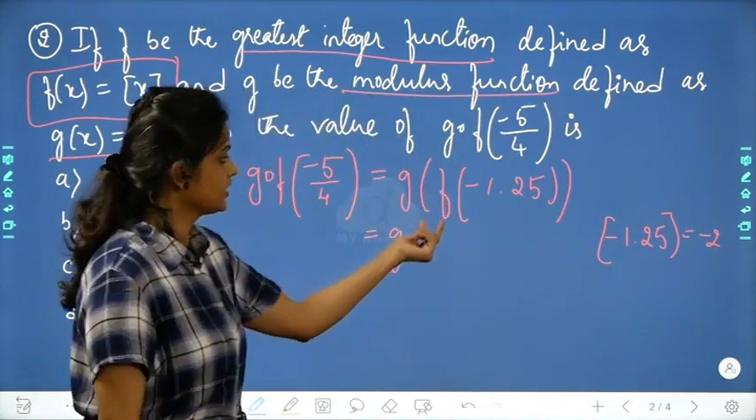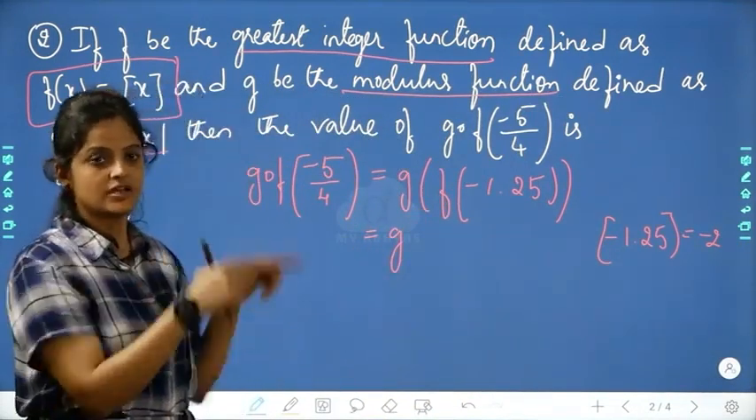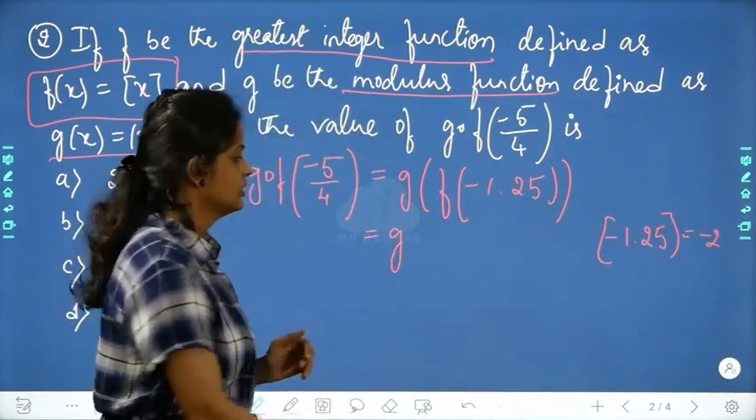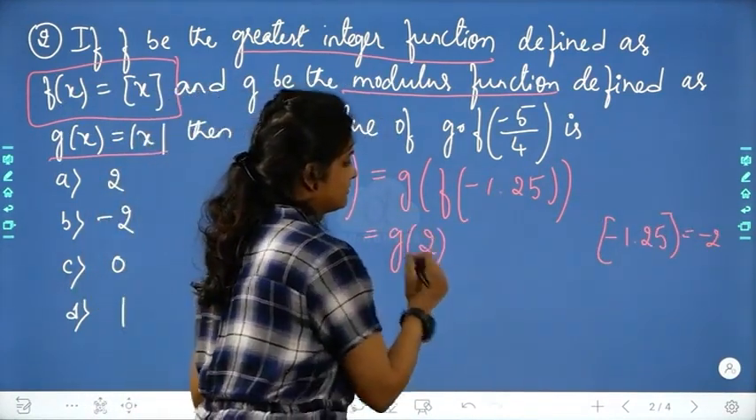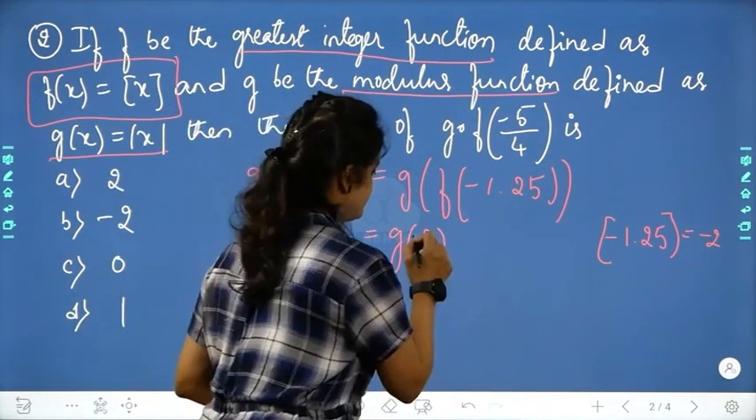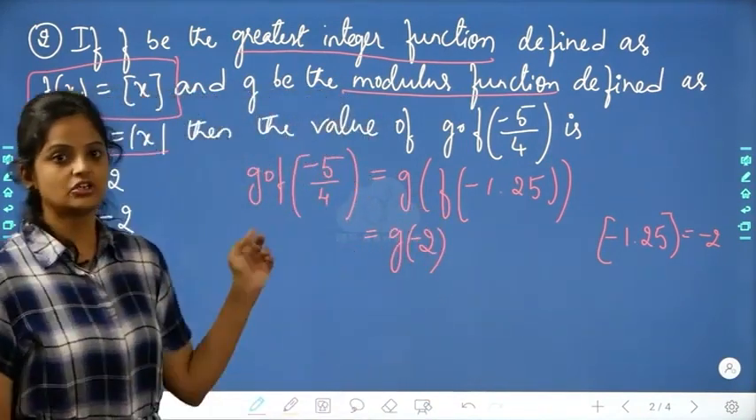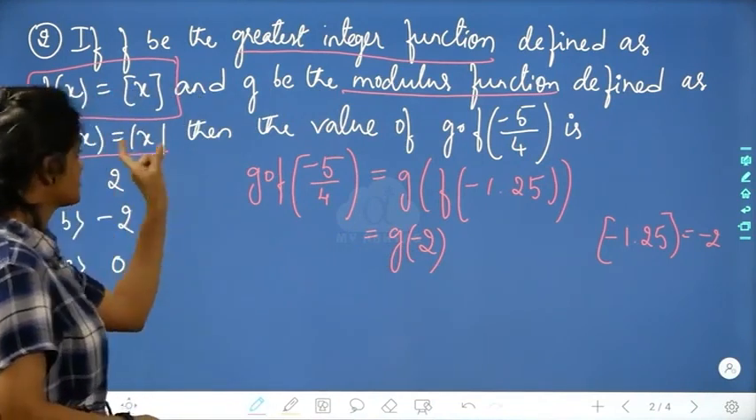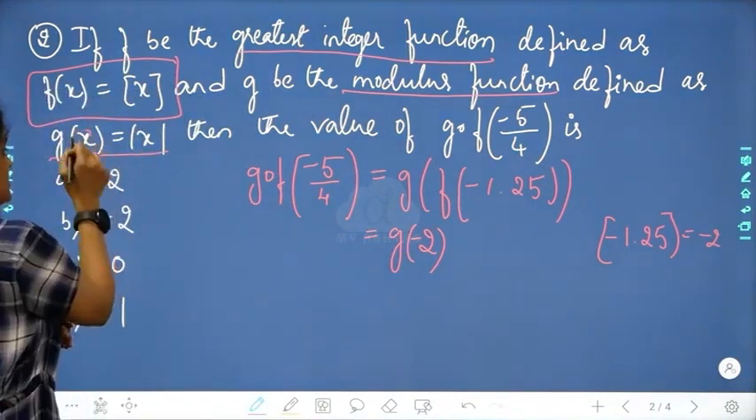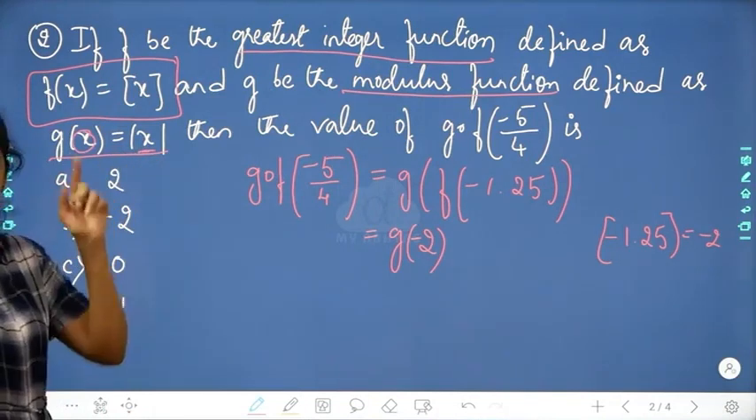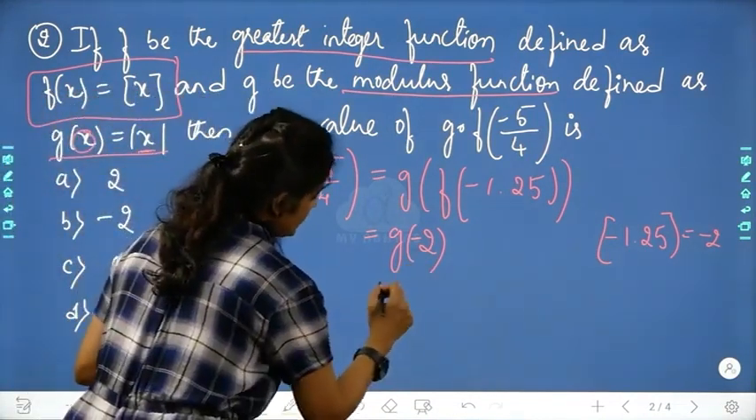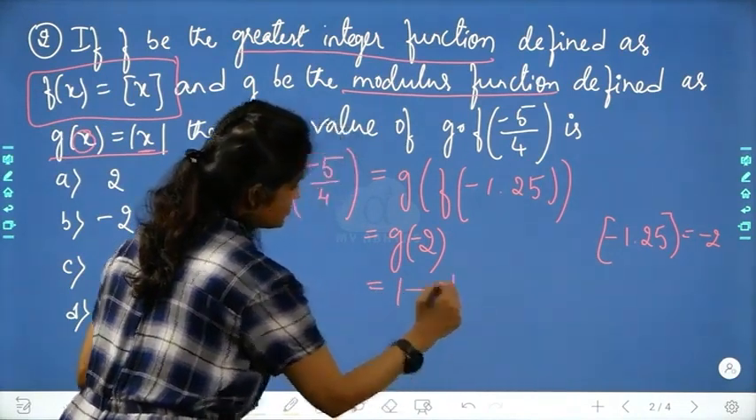Now f of the value, that is the greatest integer of minus 1.25, gives me minus 2. I have to put minus 2 here. So g of minus 2. Now g of x is mod x. Whatever is here, the same thing you have to write inside the mod. So g of minus 2 will be mod of minus 2.